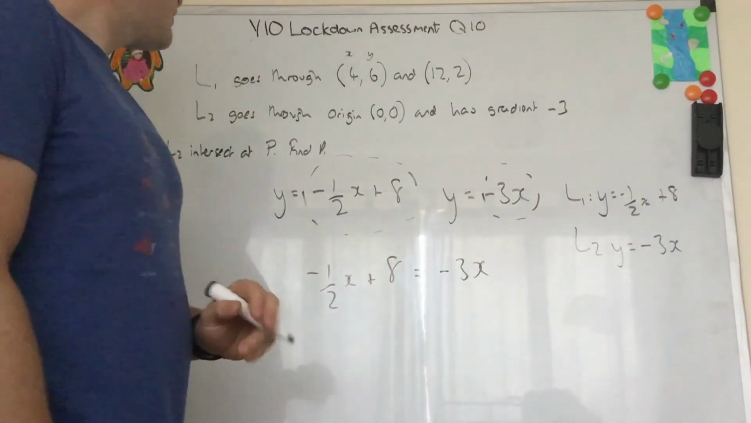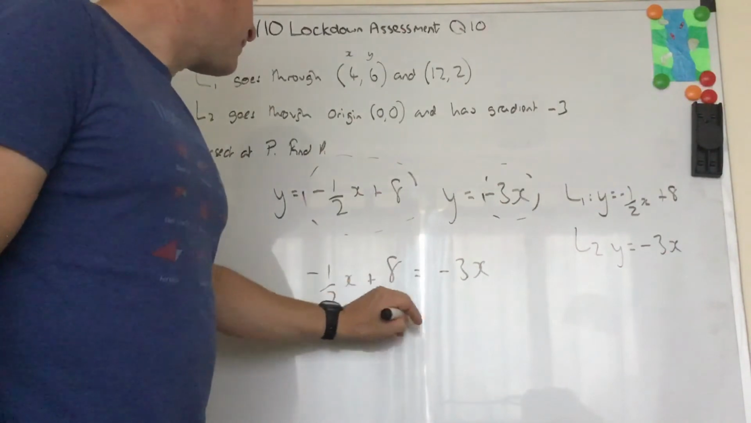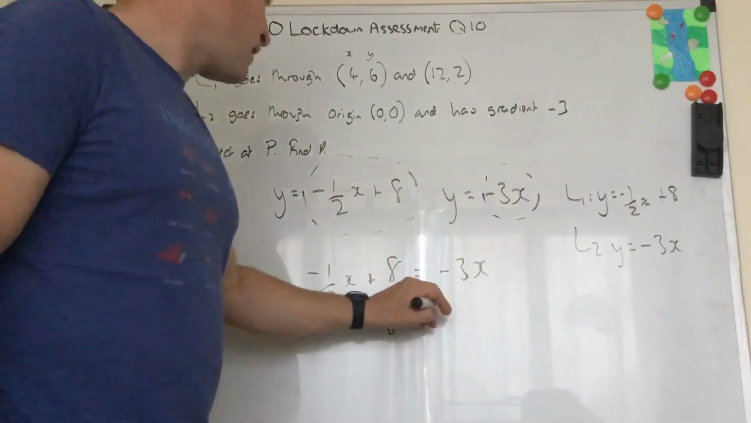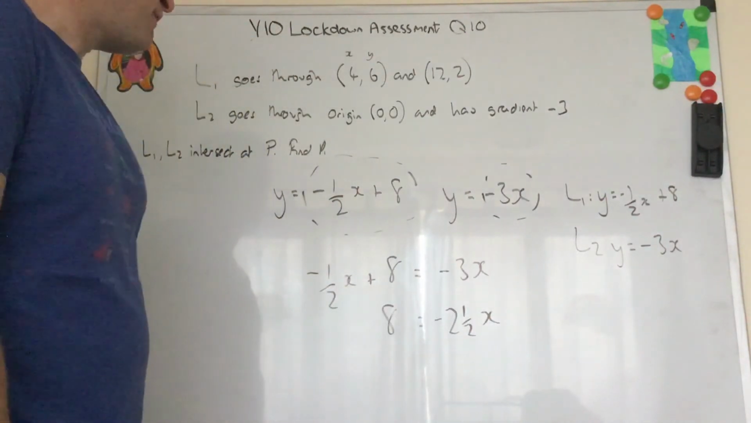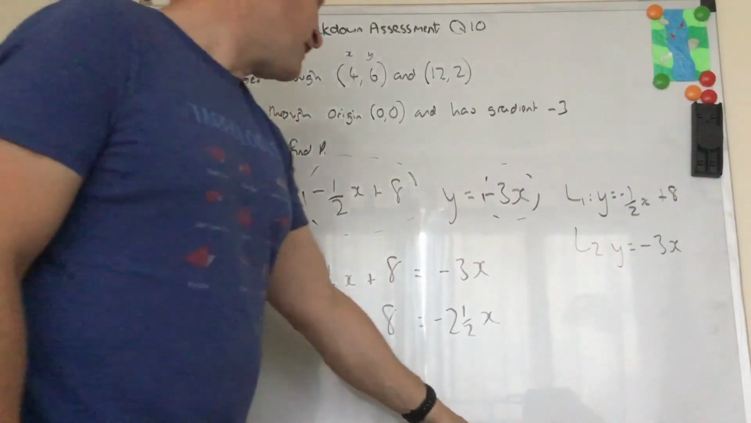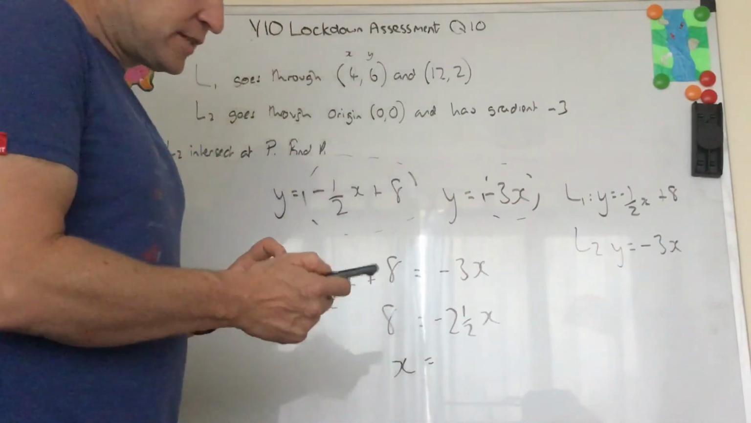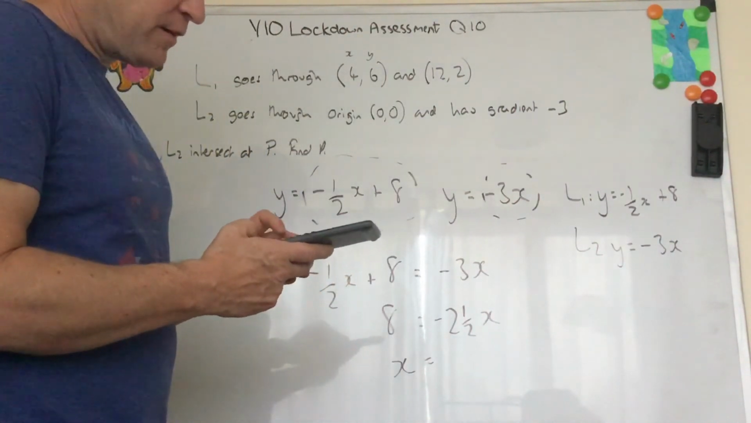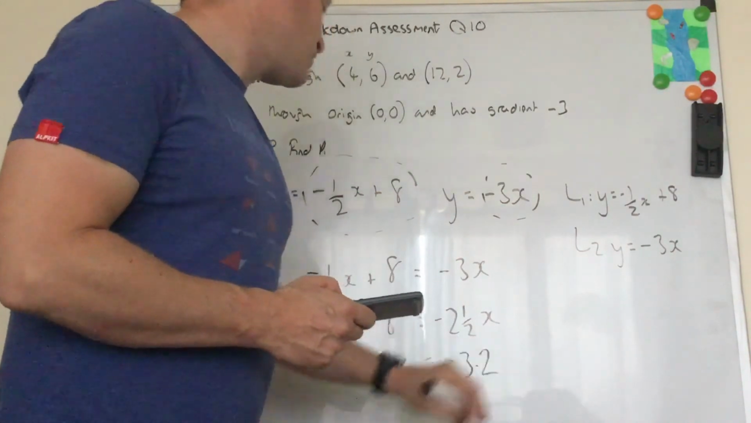Okay. Easiest thing to do is probably add the half x. 8 equals minus 3 plus a half, which is minus 2.5, so 8 equals minus 2.5x. And if you've got a calculator, you might as well just divide by minus 2.5. So x equals 8 divided by 2.5, and we get x equals minus 3.2.